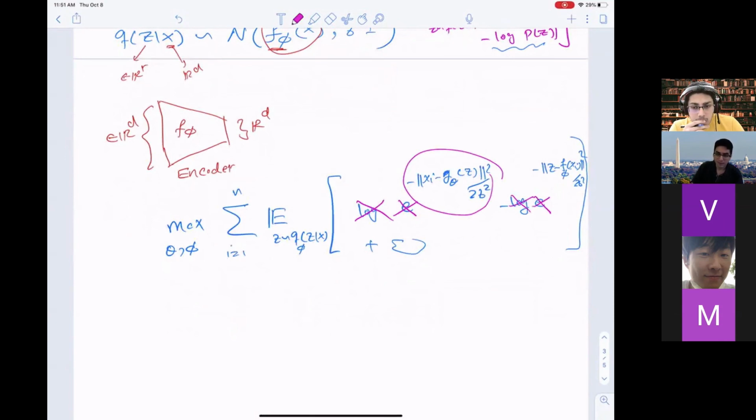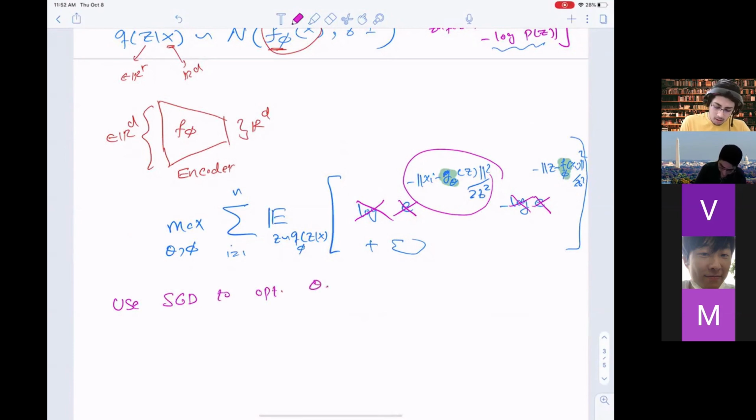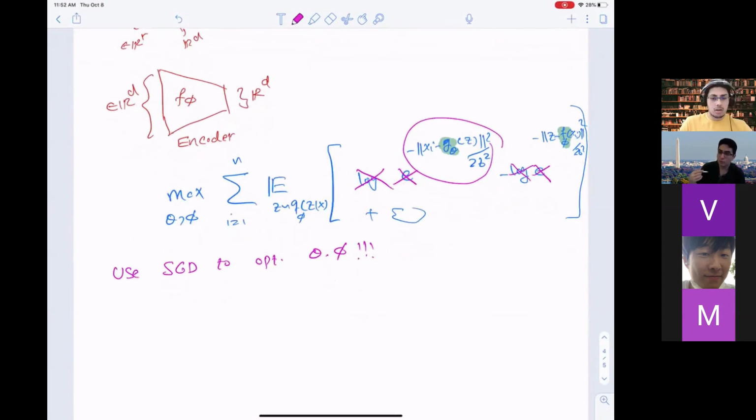Okay, good. If not, let's see how we can optimize it. What is one optimization technique that we know is very powerful, especially when we have nonlinear functions here, G and F, usually characterized using neural networks? Yes, exactly. So I'm going to use SGD to optimize theta and phi. All right, so in order to do SGD, we need to compute the gradients, right? Let's see how we can compute the gradients.